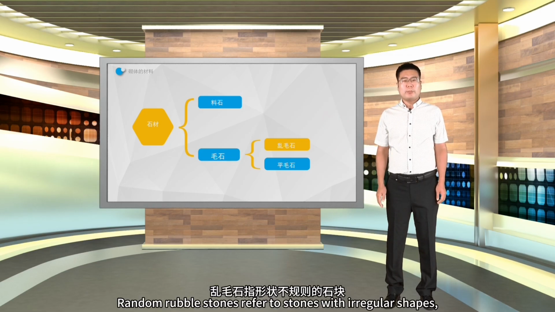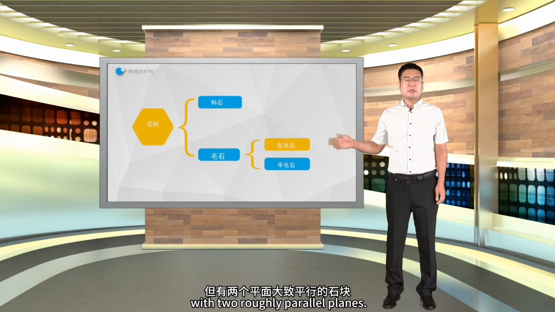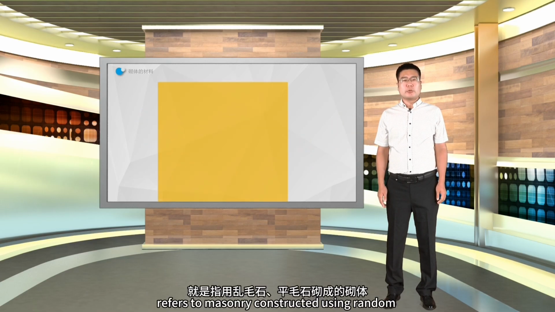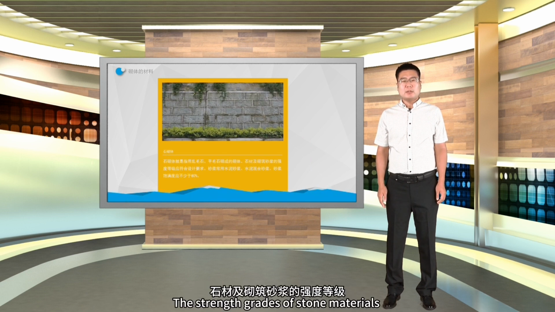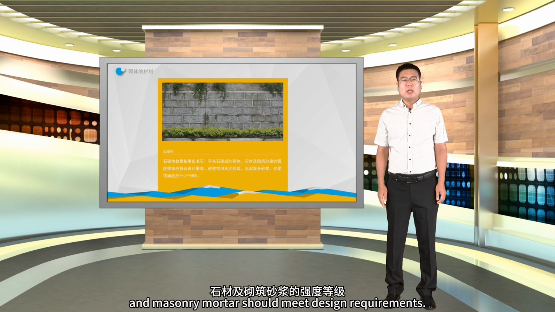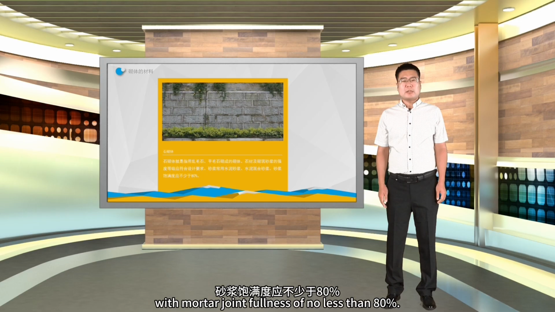Random rubble stones refer to stones with irregular shapes, while squared rubble stones are irregularly shaped stones with 2 roughly parallel planes. Stone masonry refers to masonry constructed using random or squared rubble stones. The strength grades of stone materials and masonry mortar should meet design requirements. Commonly used mortars include cement mortar and cement lime mortar, with mortar joint fullness of no less than 80%.